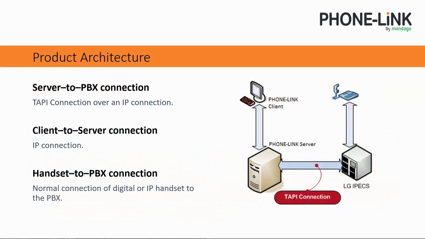So with regards to the product architecture, you will have your Ericsson LG PBX and you will have your normal connection to the handsets. Then there is also a connection from the PBX to a dedicated PC which is running the PhoneLink server software, and the connection is actually TAPI over IP. From the PhoneLink server, there are then multiple connections to each of the PhoneLink clients that are installed on the users' PCs, and that's just a normal IP LAN type connection.